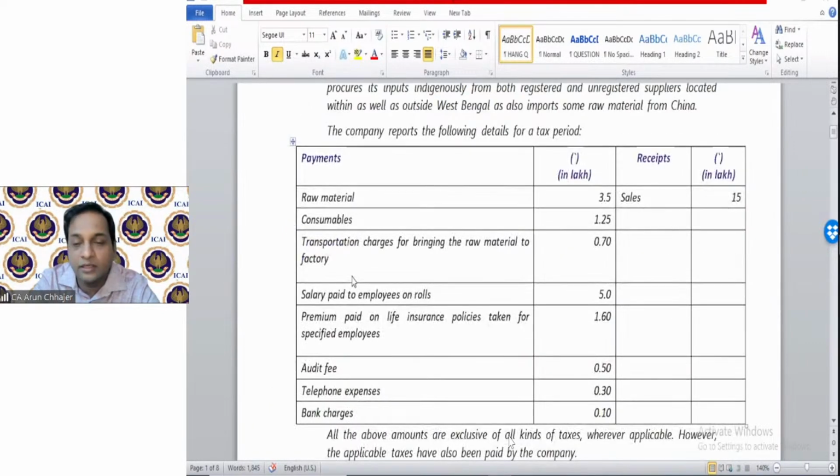Perfect. So what is the description? Let me talk about certain transactions. The raw material is rupees 3.5 lakh and sales is 15 lakh.